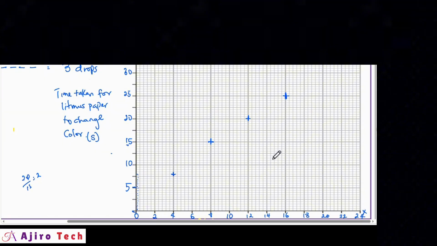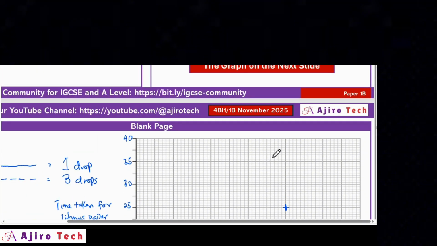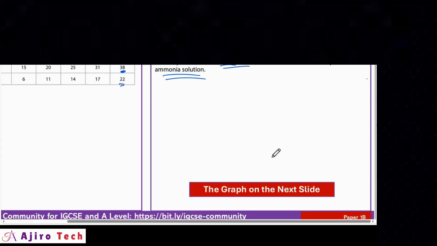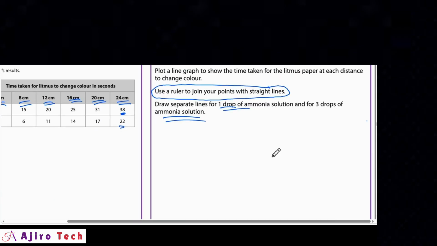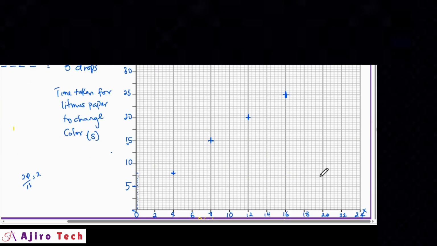So let's go straight to the next one, which is 20 to 31. Okay, it's 20 here. 31. This is 30 up here. 31 will be 1, 2. So 31 will be here. Yeah, that's it. I love that.